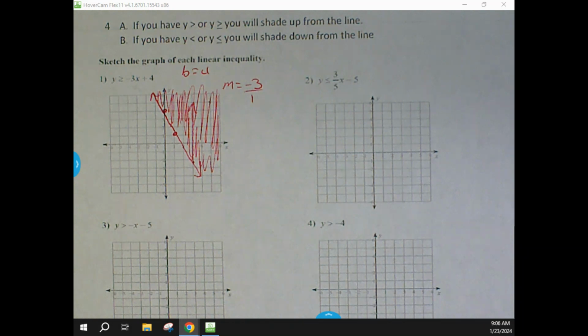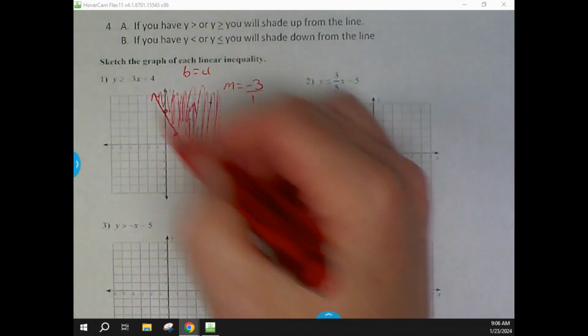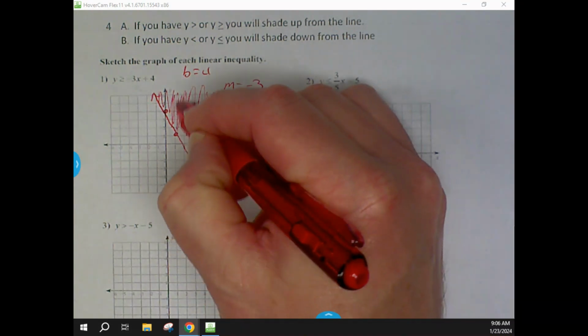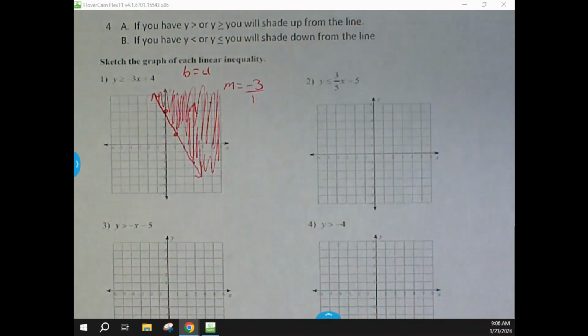Some people were like, well, how do I know? Sometimes it's hard to draw it up or down, but if you just take the line you have and draw straight up from any point on that line, it tells you the direction you're going to go.